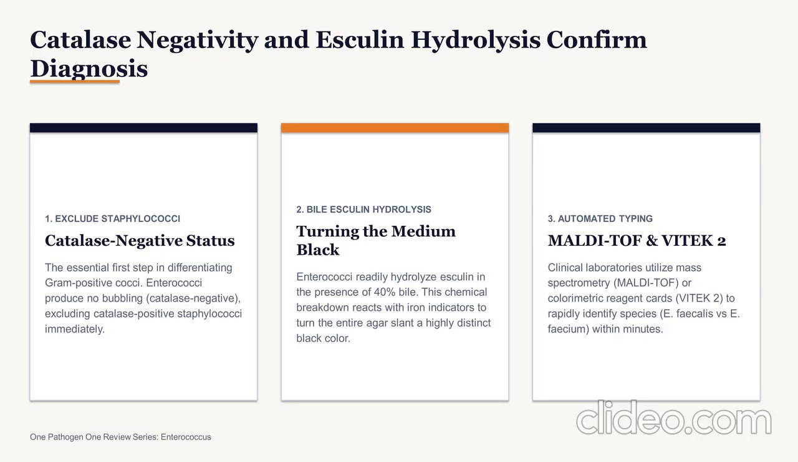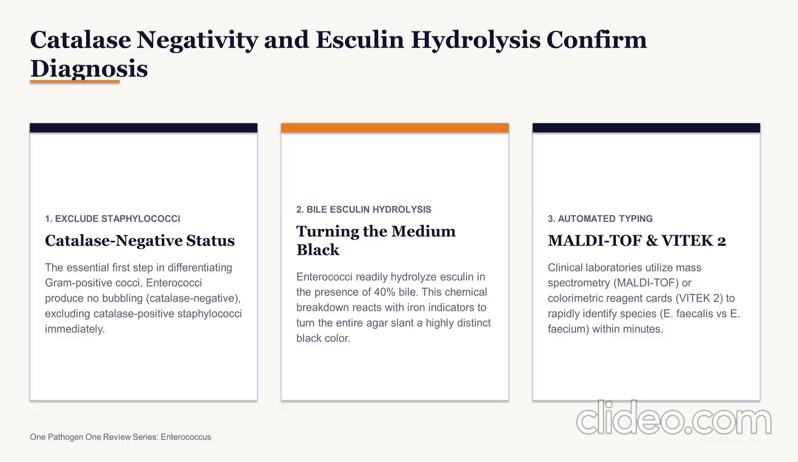For specimen collection protocols, midstream urine is the gold standard for uncomplicated UTIs, collected after discarding the initial voided stream to wash away urethral contaminants. For catheterized patients, urine must be drawn directly from the catheter port using aseptic technique. Collecting urine from the drainage bag or urobag is strictly contraindicated due to massive, rapid bacterial multiplication in stagnant urine.